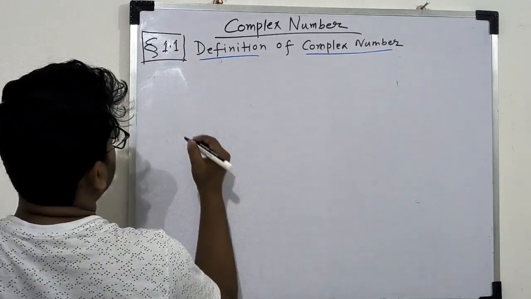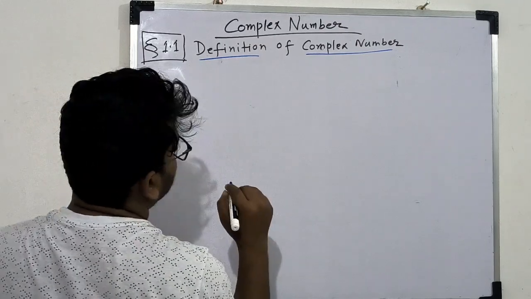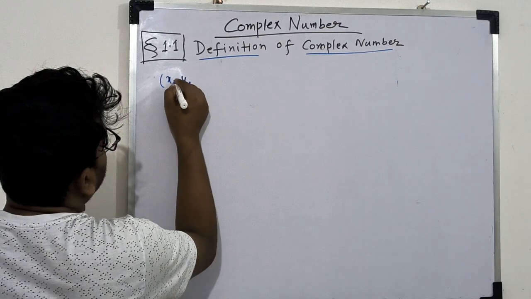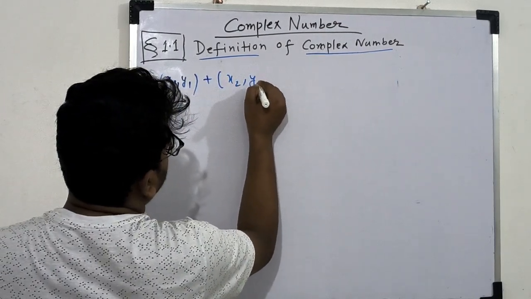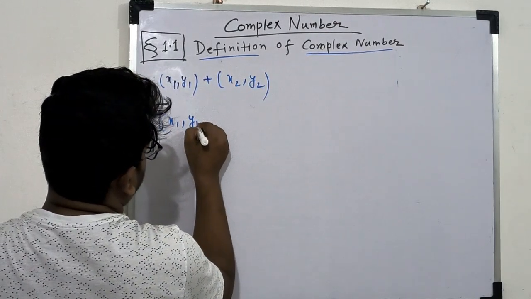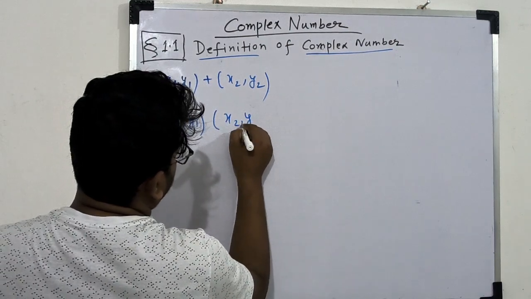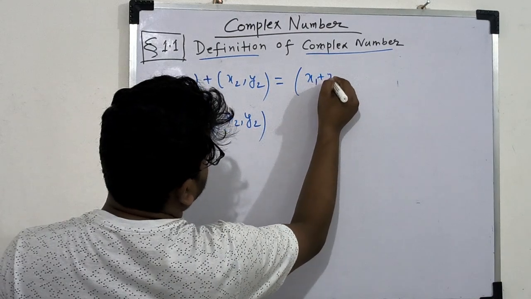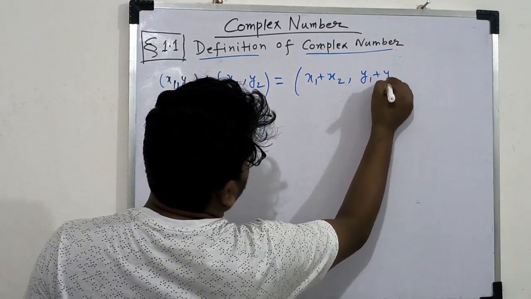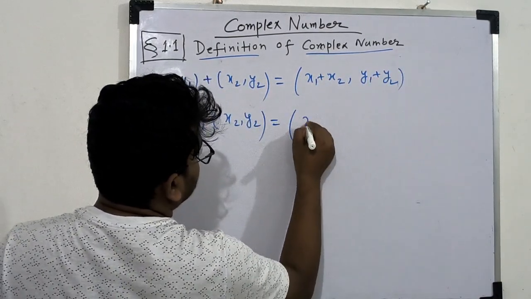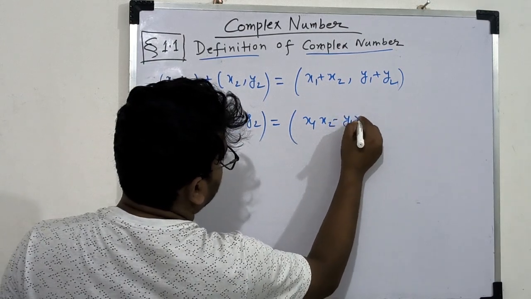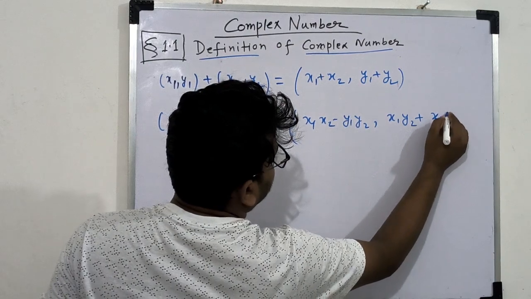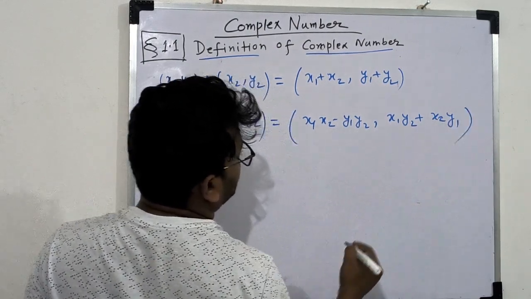Also, for summation and multiplication of x1, y1 and x2, y2: this is addition, which becomes x1 plus x2 comma y1 plus y2, and this is multiplication, which becomes x1 x2 minus y1 y2 comma x1 y2 plus x2 y1.